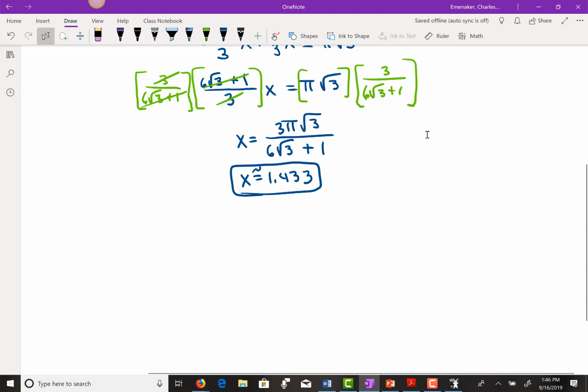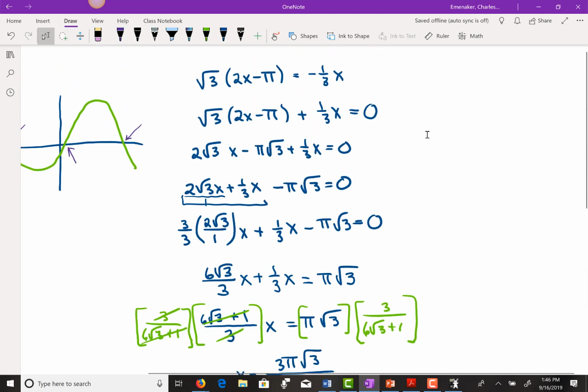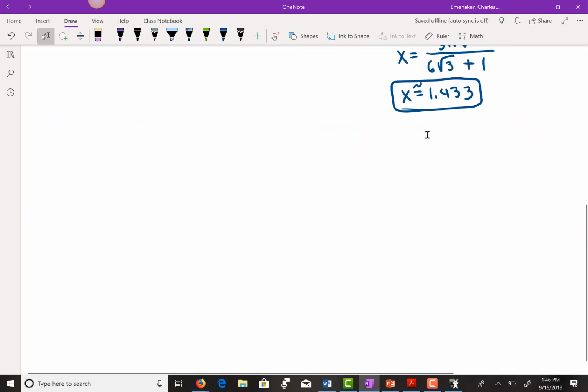Let's take a look at a couple of problems. We've got some linear equations. We're learning how to solve them. We just solved what might be the ugliest linear equation you've ever solved in your life. Is that probably close to it? Okay. Let's take a look at a couple of other scenarios.